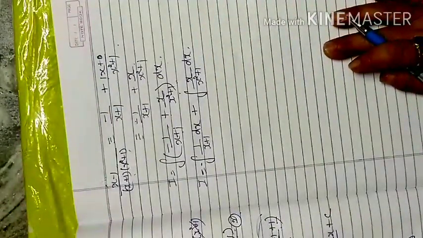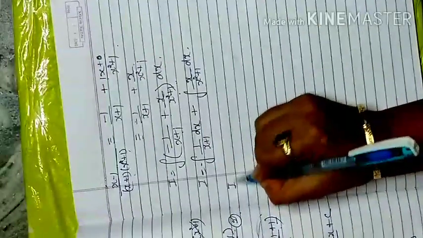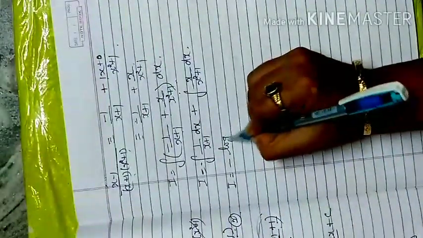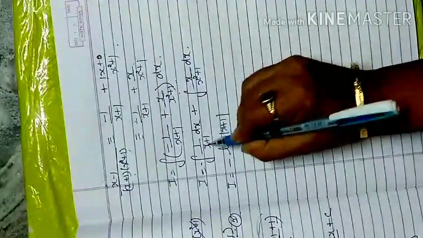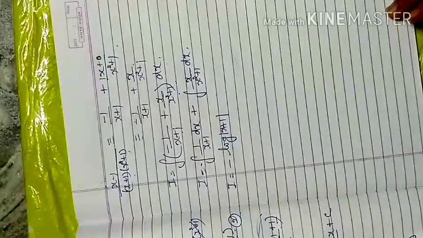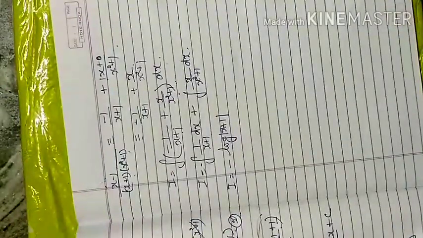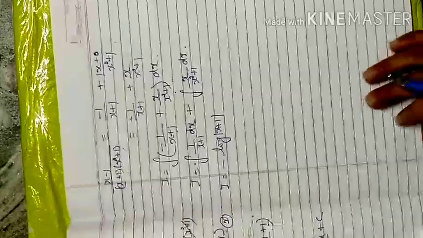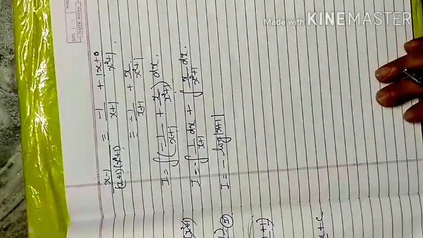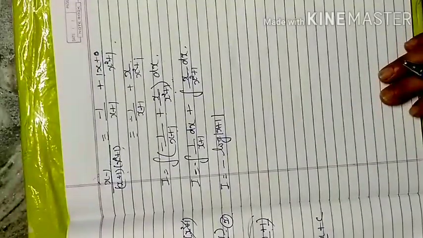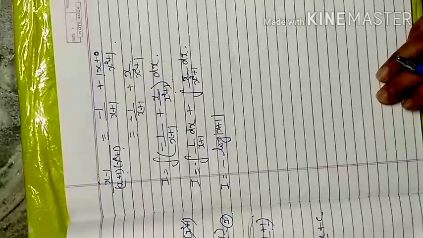Okay, now here that integration I can directly write as minus log x plus 1, because if there is a linear expression in the denominator and no term in the numerator, the integration of that is log x plus 1, because the differentiation of log x plus 1 is 1 upon x plus 1. So that is the reciprocal of the differentiation.